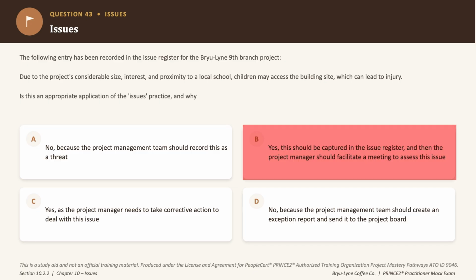Option C says yes, the project manager needs to take corrective action. Now, corrective action responds to something that has already occurred, which is an issue. And this is not an issue, it's a risk. Okay, so eliminated.